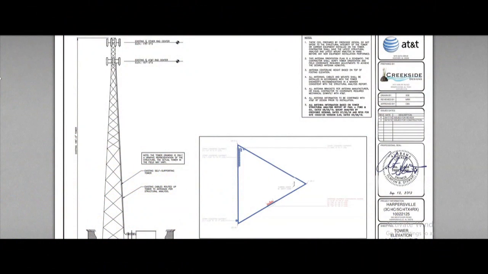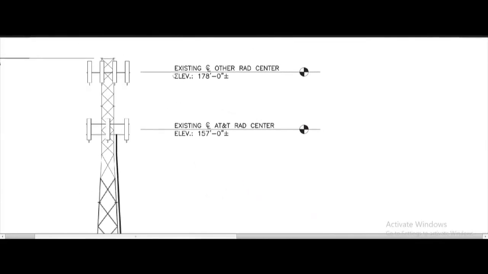Continuing on with the reading of our construction drawings, here we are with the basic tower layout. This is going to give us some crucial information about what our tower looks like. We can see right here that we have a couple of rad centers listed on our construction drawing. This is telling us where our AT&T rad center is, at 157 feet. Other rad centers would be Sprint, Verizon, or some other carrier, or it could be AT&T, but when it says existing AT&T rad center, this is the one we're going to install on right here.